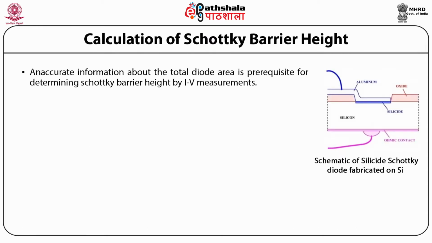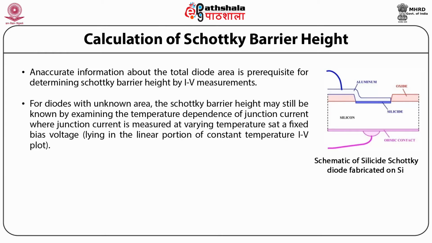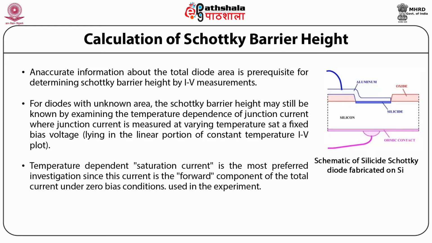Accurate information about the total diode area is a prerequisite for determining Schottky barrier height by IV measurements. For diodes with an unknown area, the Schottky barrier height may still be found by examining the temperature dependence of junction current, where junction current is measured at varying temperature at a fixed bias voltage lying in the linear portion of the constant temperature IV plot. The temperature dependent saturation current is the most preferred investigation, since this current is the forward component of the total current under zero bias condition.